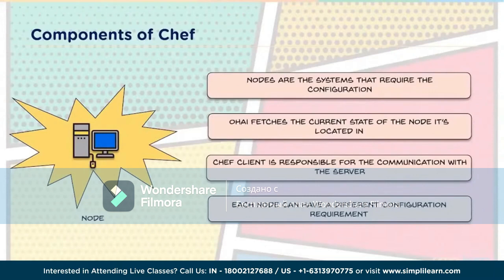Chef Client is another such service on your node which is responsible for all the communications with the server. So whenever the node has a demand for a recipe, the Chef Client is responsible for communicating this demand to the server. Since you have a number of nodes in a Chef architecture, it's not necessary that each node is identical. So of course, every node can have a different configuration.